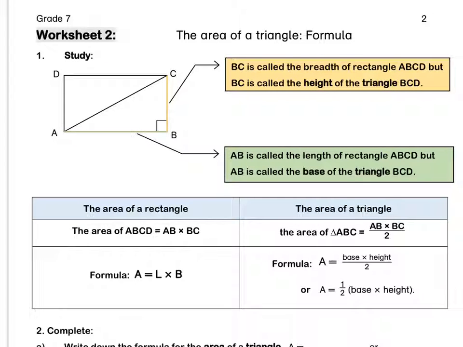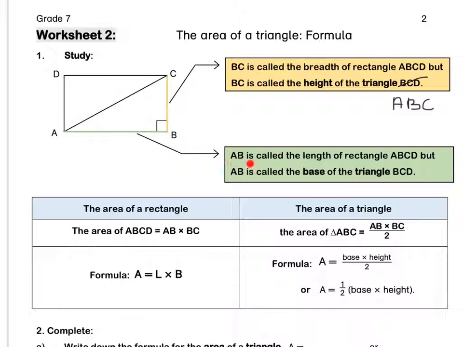Worksheet 2. BC is called the breadth of rectangle ABCD. Here's our rectangle ABCD, and BC is the breadth. But BC is called the height of triangle ABC. Sorry, there's a mistake on the worksheet. That should be ABC.